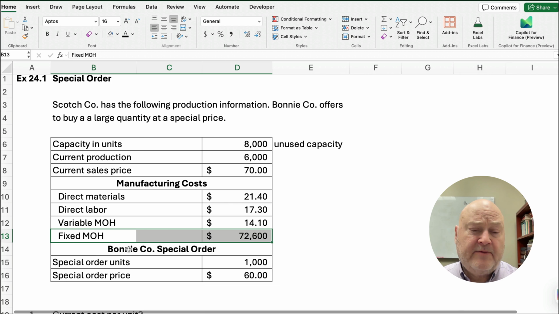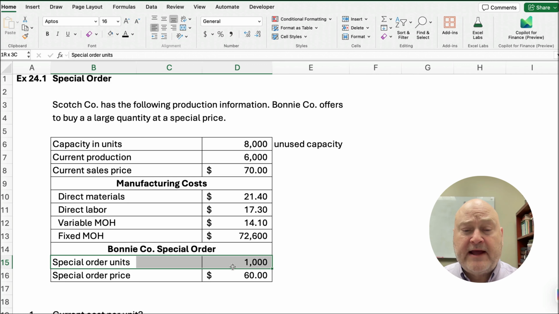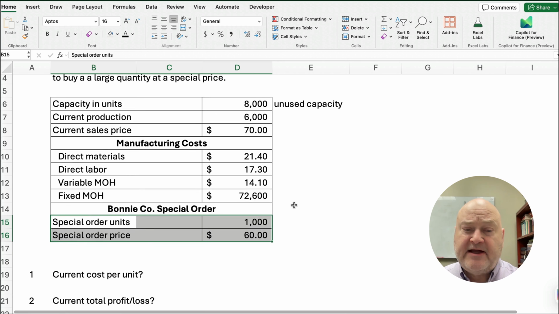And then Bonnie Co. comes along with a special order. They say, we'd like to buy 1,000 units, but we want a special price of $60. Okay, are we willing to do that? If we can make a profit, then yes, we're willing to do that. If we lose money, then no, we wouldn't want to do that. So let's answer some questions here.